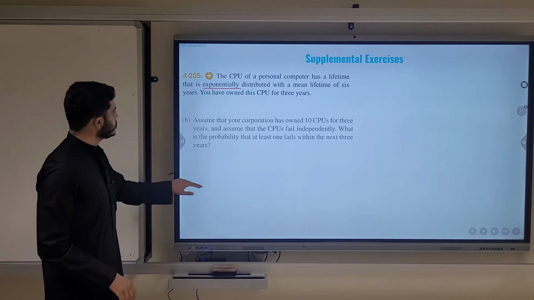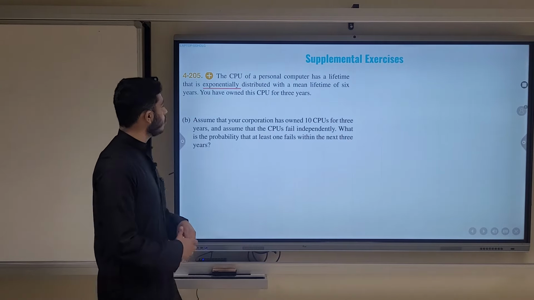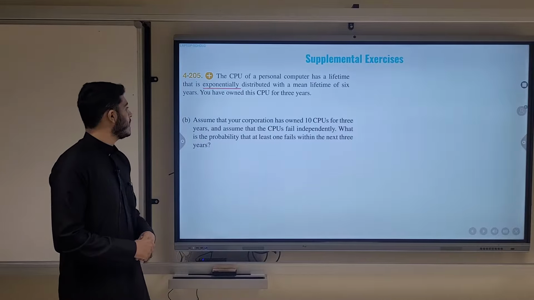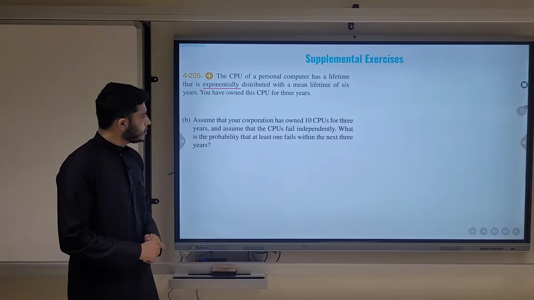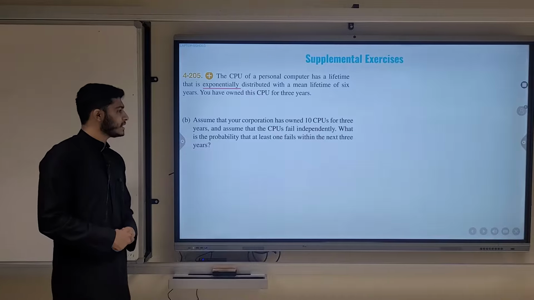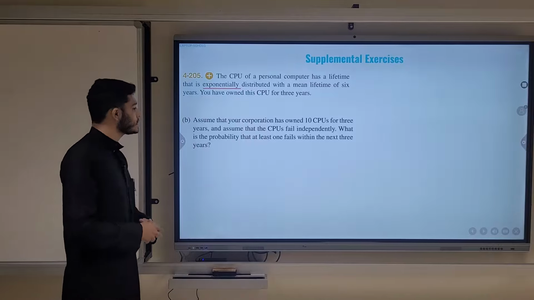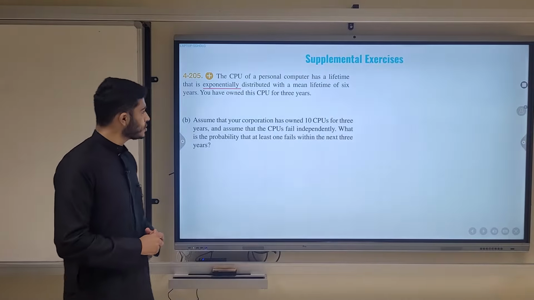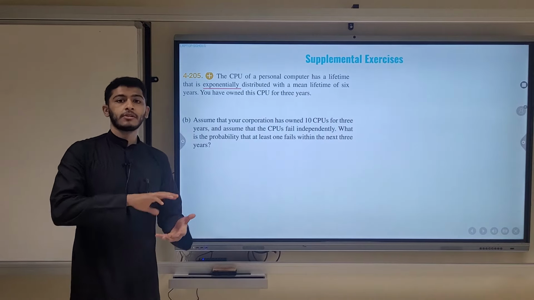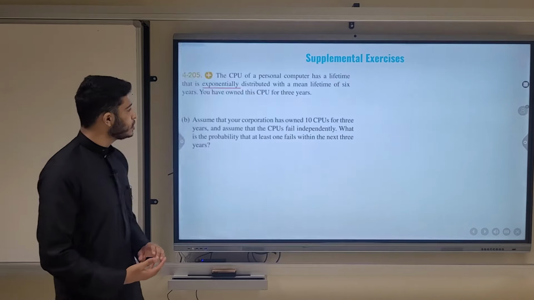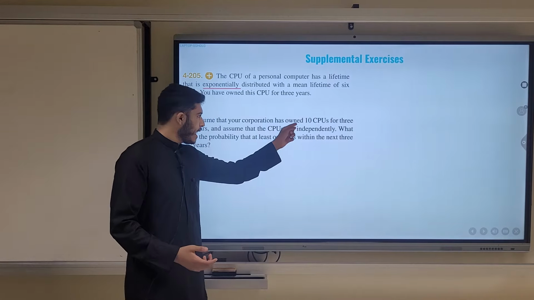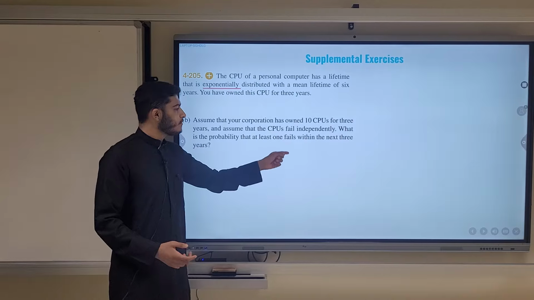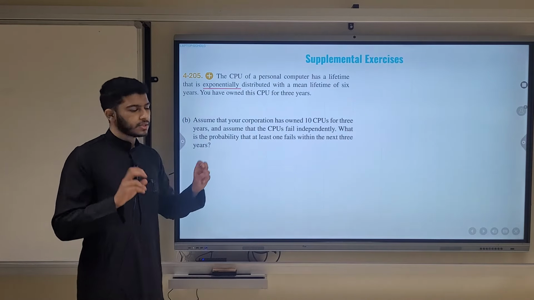The next part of the question is going to be: assume that your corporation has owned 10 CPUs for 3 years, and assume that CPUs fail independently. What's the probability that at least one fails within the next 3 years? Remember this? We solved a question like this before, and this question is binomial mixed into exponential, where in binomial we know the number of trials here is 10. We want the probability of at least one fail, which is our outcome of interest or successes.